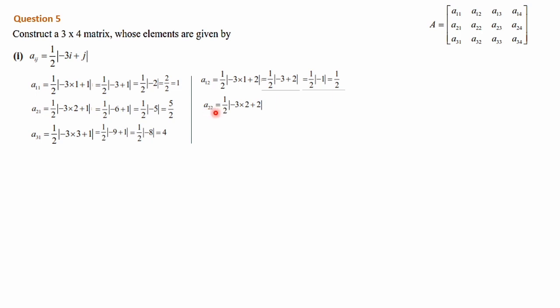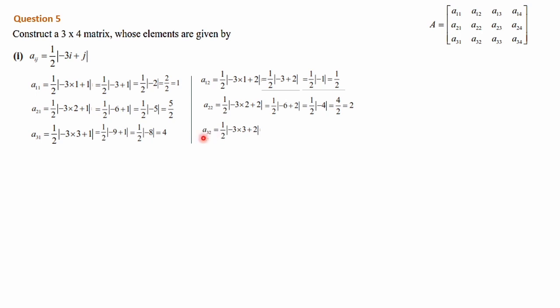Next is A22. 1 by 2 into modulus of, i is 2, j is also 2, minus 3 into 2 plus 2. Minus 3 into 2 is minus 6 plus 2. Modulus of minus 6 plus 2 by 2. Then minus 6 plus 2 is minus 4. So modulus of minus 4 by 2. Modulus of minus 4 is 4. 4 by 2, that is equal to 2.